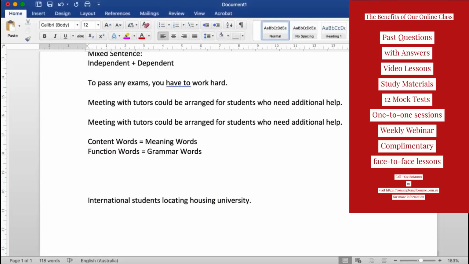Now, international students, locating, housing, university. Even if I write only this much, I'll get 5 points, but I can see that this sentence has a grammatical problem. International students, let's try to remember what we heard there. Could get help with. Now you can see I didn't write this part because I already know this phrase, could get help with. Could get help with is a phrase.